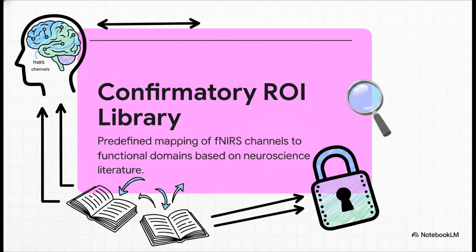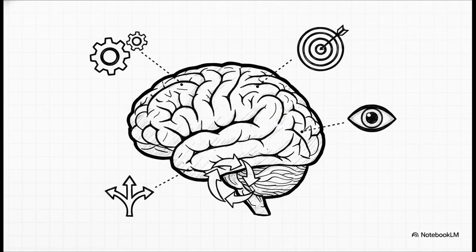To solve this, Dr. Rotgans developed what he calls a confirmatory ROI library. Scientifically speaking, this is a predefined mapping of specific fNIRS channels to specific functional domains, based entirely on established neuroscience literature. And the absolutely crucial thing to note here is that in this methodology, the channel groupings are strictly defined before any connectivity analysis actually happens. This library is anchored in 5 key cognitive domains.